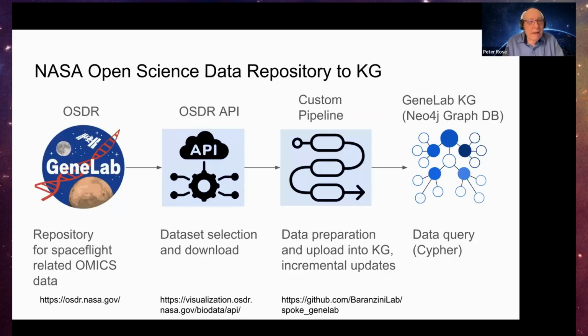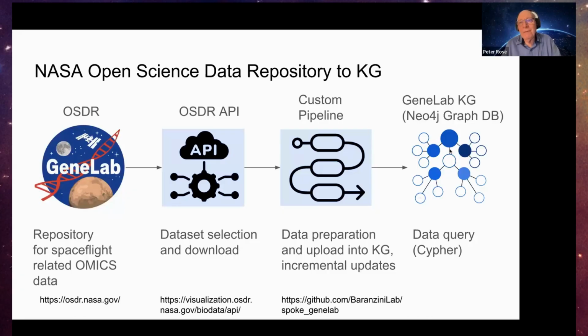So NASA's open science data repository contains GeneLab, which has those life science spaceflight data in it, and they provide an API. Through that API, we select data sets that are of interest to us and then download those data sets. And then we developed a custom pipeline that now takes those data sets, prepares them, massages the data, and gets them ready to upload into a knowledge graph.